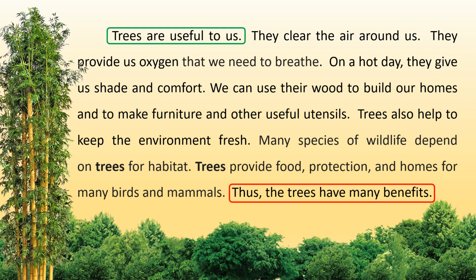Let's look at the supporting sentences and see if they really do support the topic sentence. They clear the air around us. I guess that's right. It does tell us how trees are useful to us. They provide us oxygen that we need to breathe. So that's another reason for why trees are useful to us. On a hot day, they give us shade and comfort. So the sentence, again, provides detail about the topic sentence of how trees are useful?